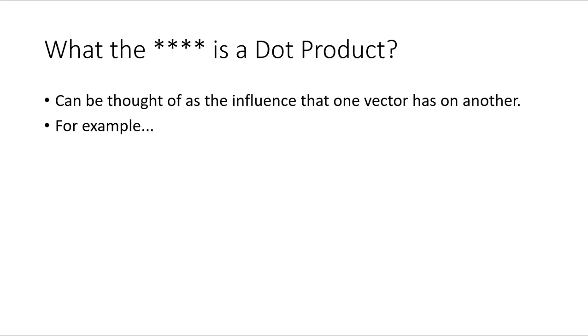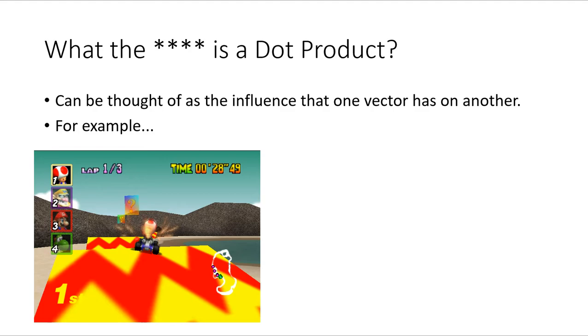Now, a dot product is a very tricky thing to explain, but the way that I've settled on as the best way to explain it is that it can be thought of as the influence that one vector has on another. Let me give you an example. Now, this picture may or may not incite some PTSD, especially if you have older siblings who just destroyed you in Mario Kart growing up. But we all have probably experienced this. You're playing Mario Kart or any other game that has a little boost pad.